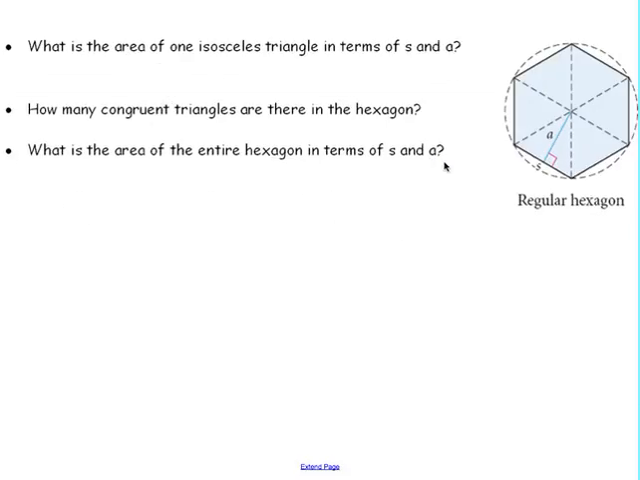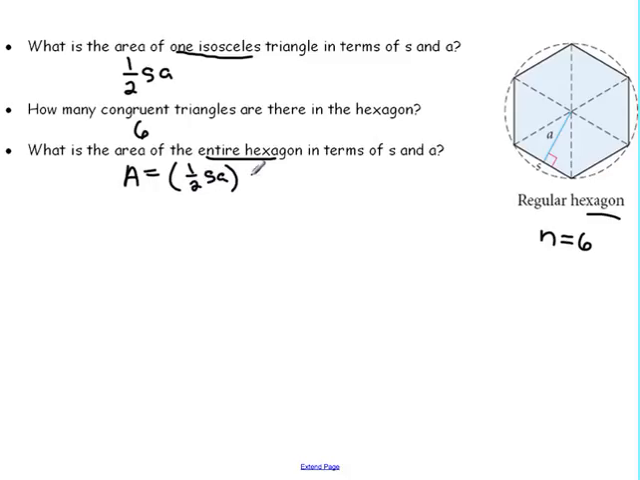Okay, next we have a regular hexagon. Remember the hexagon has 6 sides. What's the area of one isosceles triangle? Again, that's going to be 1/2 S times A. That's what we found on the last page. How many congruent triangles are there going to be? Well, there's 6. So the area of the entire hexagon is going to be, well, this is one triangle, and then we multiply that by 6 because there are 6 triangles. So again, the area is 1/2 S times A times your number of sides.